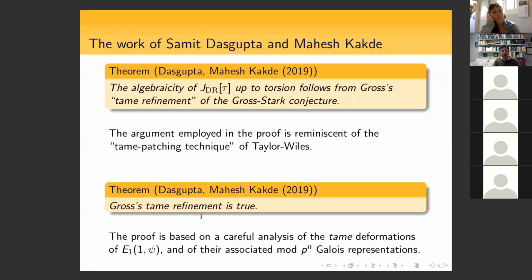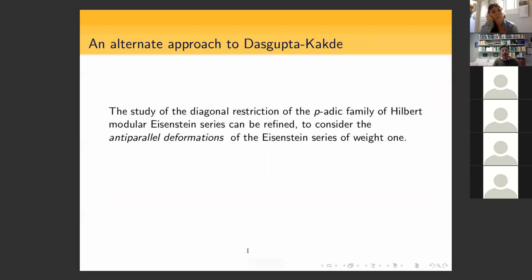And that proof is based on careful analysis of tame deformations of the weight 1 Eisenstein series and their associated torsion Galois representations. So that's really a very wonderful development, which gives quite strong evidence towards the algebraicity of the Dedekind-Rademacher values of the cocycle at RM points.